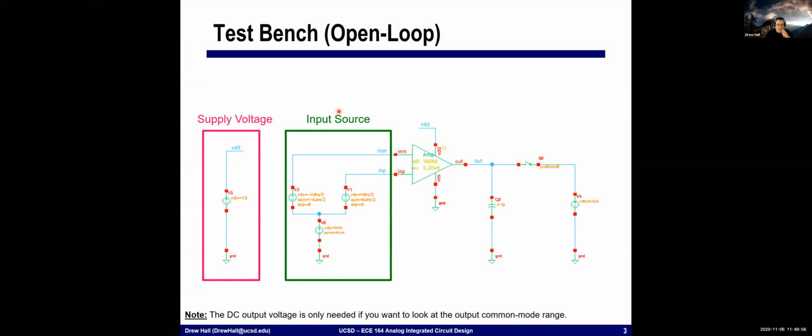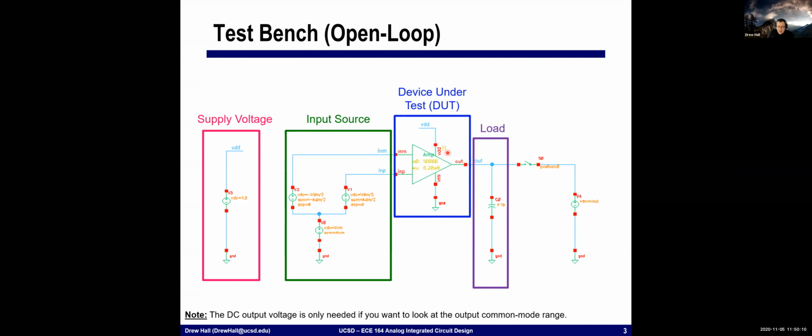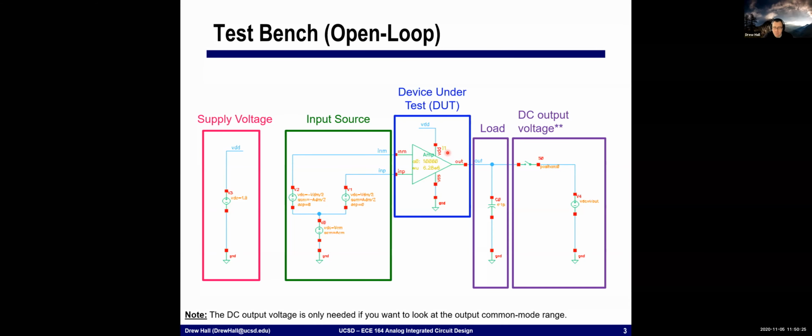This is the input source that I just described on the previous slide. This is what we'll call the device under test, or the DUT. This is the amplifier that I'm simulating. This is the load capacitance, or the load that I'm adding to this device. And this is in order to set the DC output voltage if I wanted to simulate the output common mode range. So I'll talk about this later on. We don't need to spend much time right now on that. All right, so you'll note that I've set up all of these things in one test bench so that I can simulate everything essentially just using this test bench.